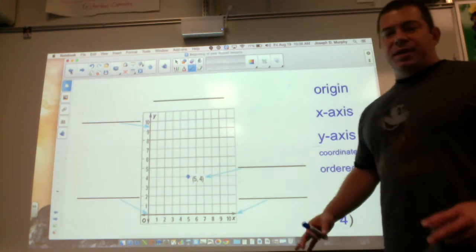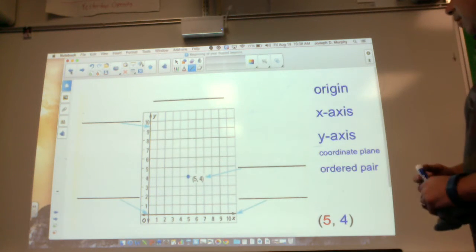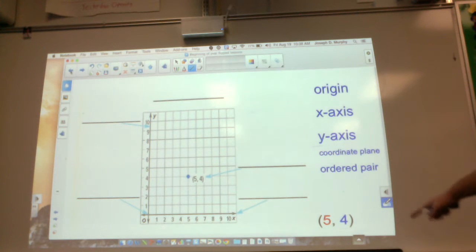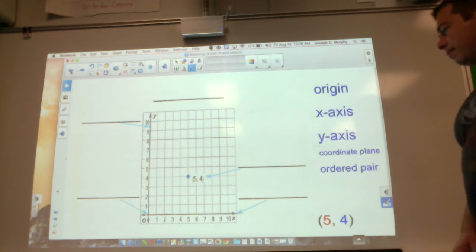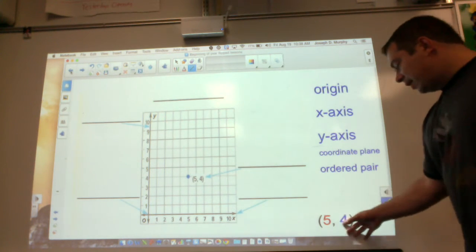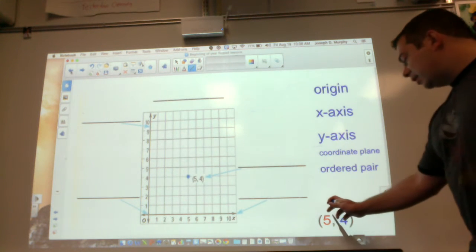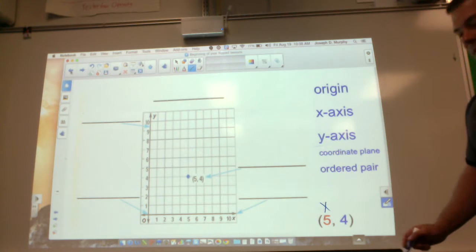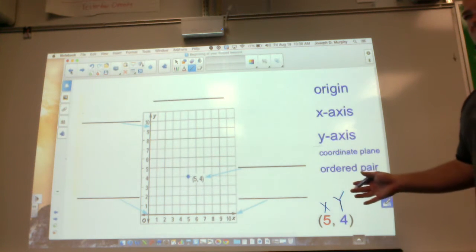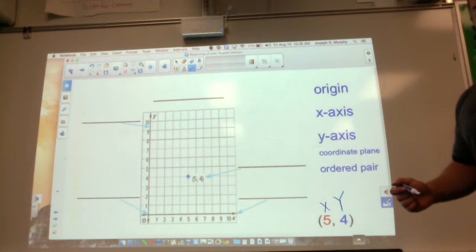All right, so first off, we need to know some vocabulary and use a coordinate plane the right way. So I have some words here: origin, x-axis, y-axis, coordinate plane, and ordered pair. And actually, let's just start with the ordered pair because I have one right here. The ordered pair is the two numbers you're using. One is represented by the x axis, one is represented by the y axis, not columns.